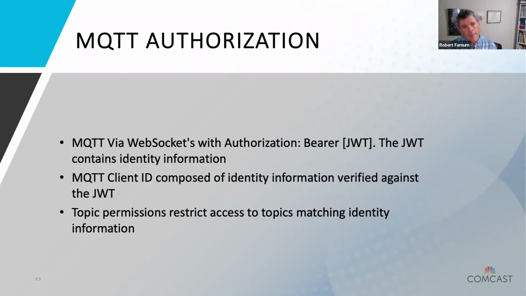As we saw, topics can be namespaced. They have slash delimiters. And as part of that delimitation of that topic, we actually provide identity information as part of the topic. We also have specified a unique MQTT client ID, which is also composed of that same identity information. And that identity information for the client ID and the topics must match the identity information that is inside of the JWT.